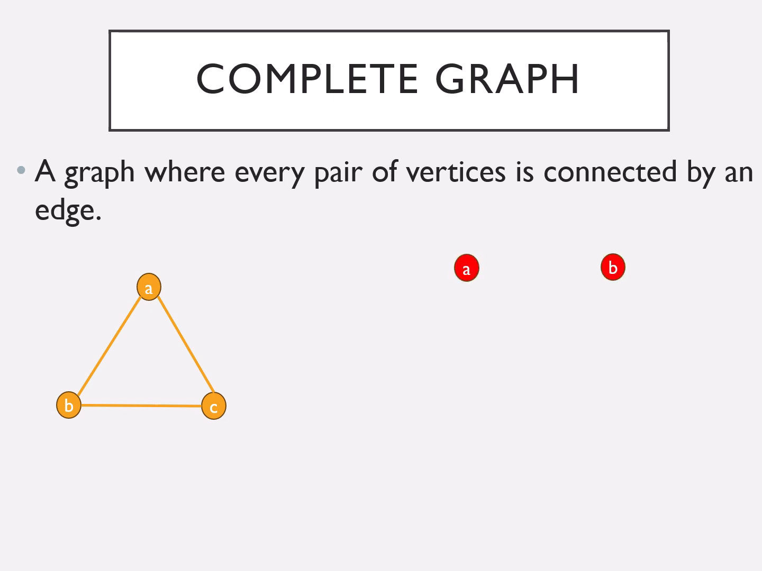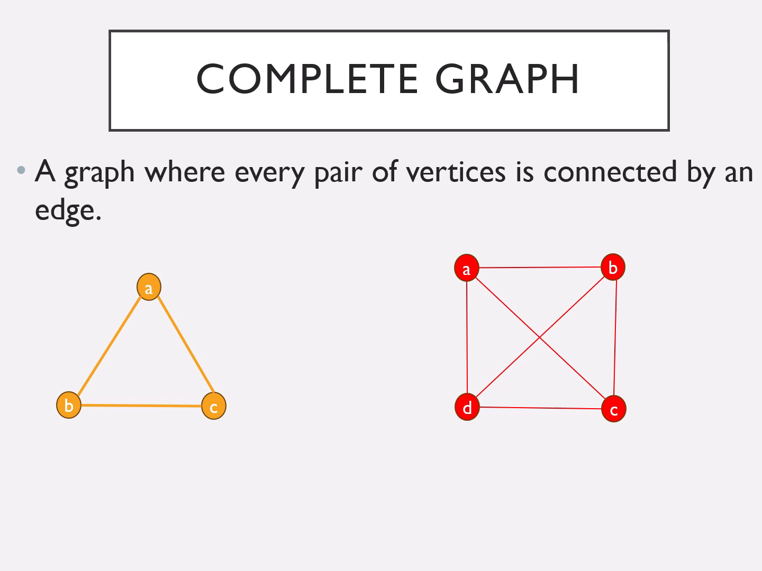Next is the complete graph on 4 vertices A, B, C and D. These are 4 vertices. Now I am drawing an edge between pairs of vertices CD, BC, AB and AD. Now there is no edge between AC, so I am drawing an edge between AC. There is no edge between BD, so I am drawing an edge between BD. Now we have drawn edges between all possible pairs of vertices. So this is a complete graph on 4 vertices.